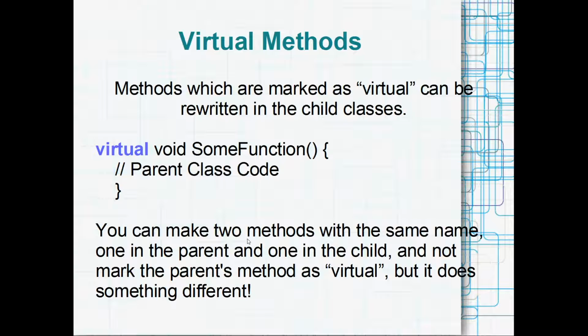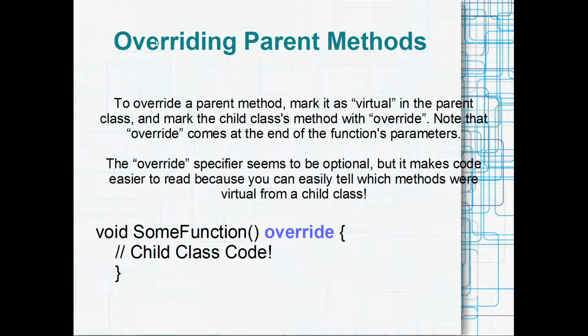So you can make two methods with exactly the same name, one in the parent and one in the child class, and you mark the parent's method as virtual. And the child class is free to do its own thing. The code that the child class runs doesn't have to be related at all to the parent class's method. What you can do in the child class's method is mark it with this specifier here, override. Override means that you're overriding a virtual parent function.